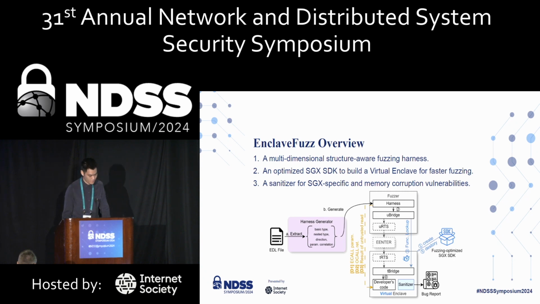To tackle those limitations, we propose a new fuzzing framework for SGX enclaves, which has three key components. The first is a harness generator, as shown here. It takes the enclave definition as an input and generates test harnesses to interact with the enclave in three dimensions. We also have an optimized SDK, which will pack the enclave code from developers as a virtual enclave to speed up fuzzing. And next, we have a sanitizer designed for SGX applications to detect more types of bugs. So next, I will elaborate on the design of each part.